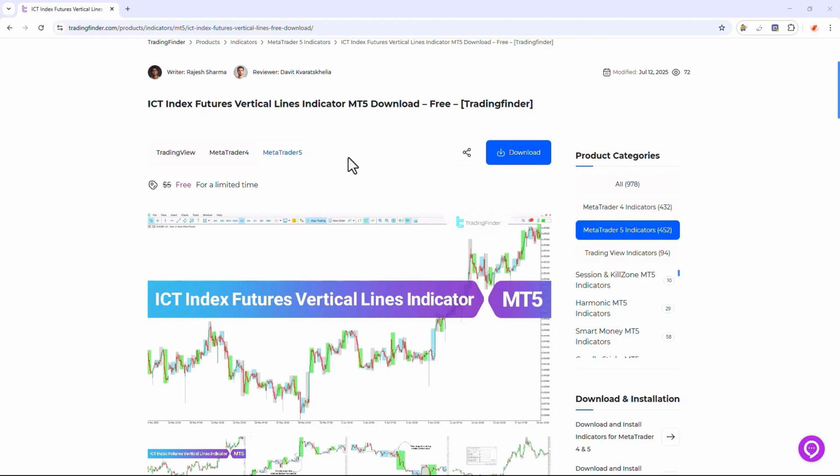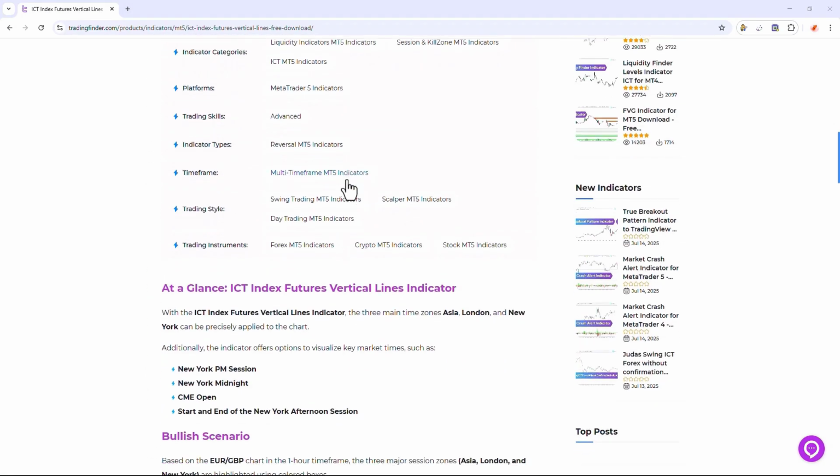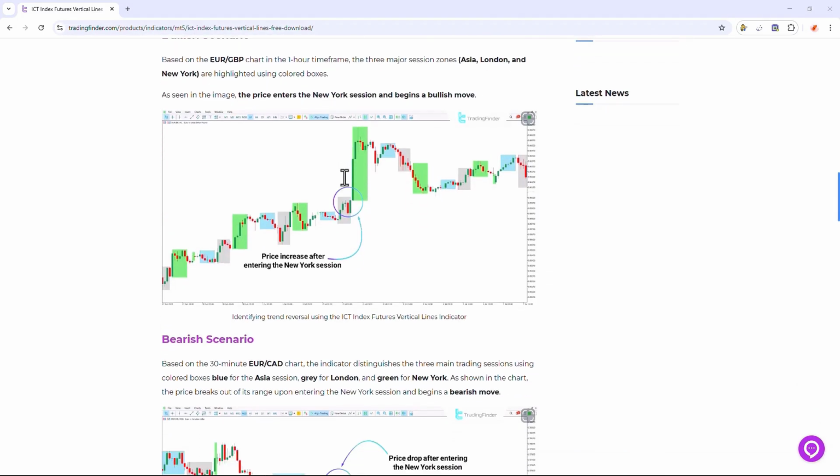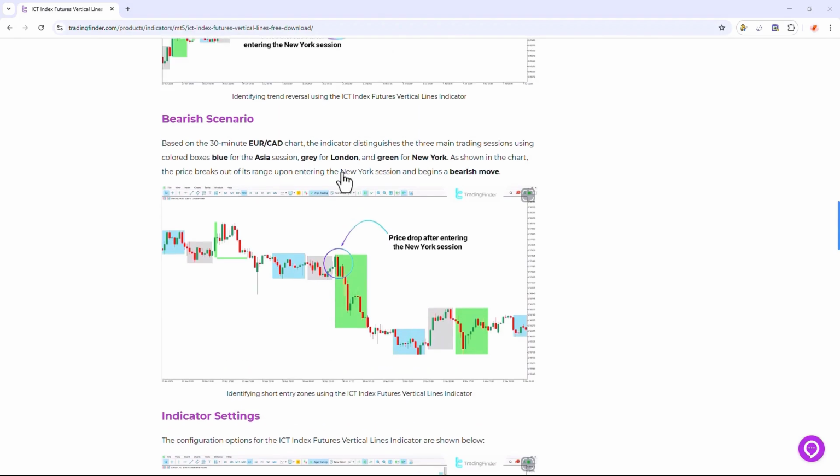The ICT Index Futures Vertical Lines indicator is available for various platforms on the Tradingfinder website. From this section, you can download the indicator file for MetaTrader 4 and MetaTrader 5 platforms and run it on your chart. Traders can also read this page to learn how the indicator works and operates.